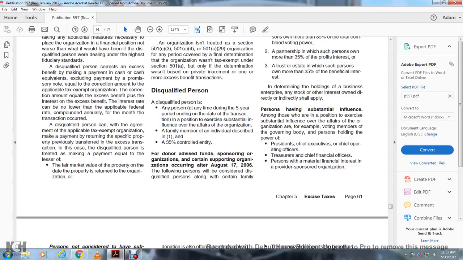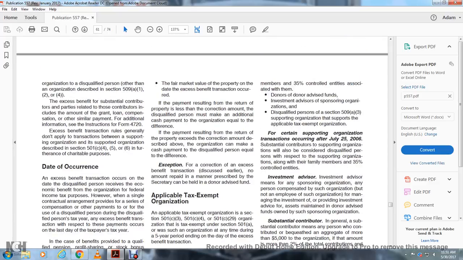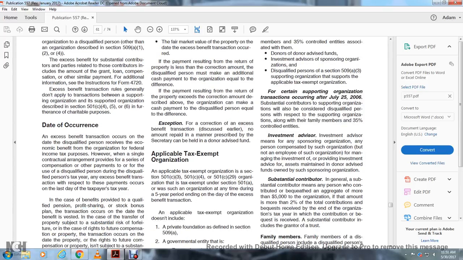Alright, the donor advised fund sponsoring organization and certain supporting organizations concerned with August 17, 2006. The following persons will be considered disqualified persons along with certain family members and 35% controlled entities: donors and persons associated with the donor advised fund, donors of the donor advised funds, and investment advisors of the sponsoring organization. A disqualified person with respect to Section 509(a)(3) supporting organizations for the applicable tax-exempt organization, for certain supporting organization transactions occurring after July 25, 2006: substantial contributors to the supporting organization will be considered disqualified persons with respect to the supporting organization, along with their family members and 35% controlled entities.